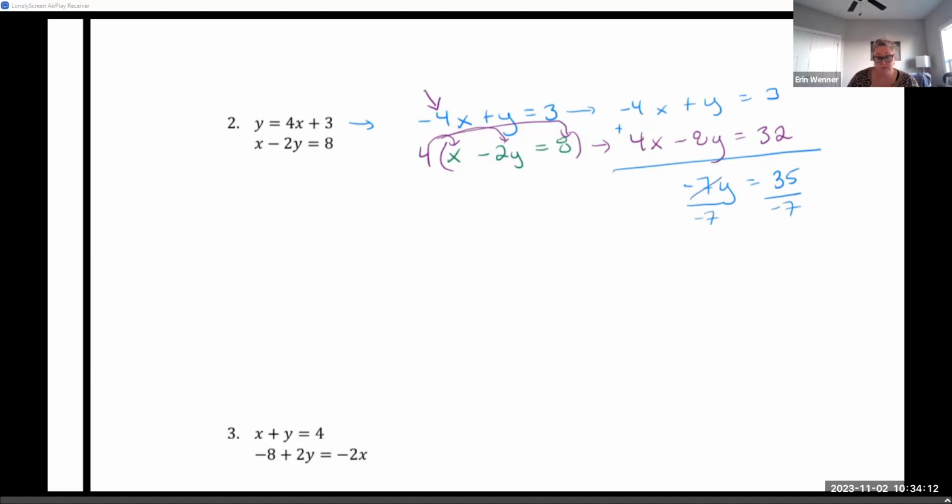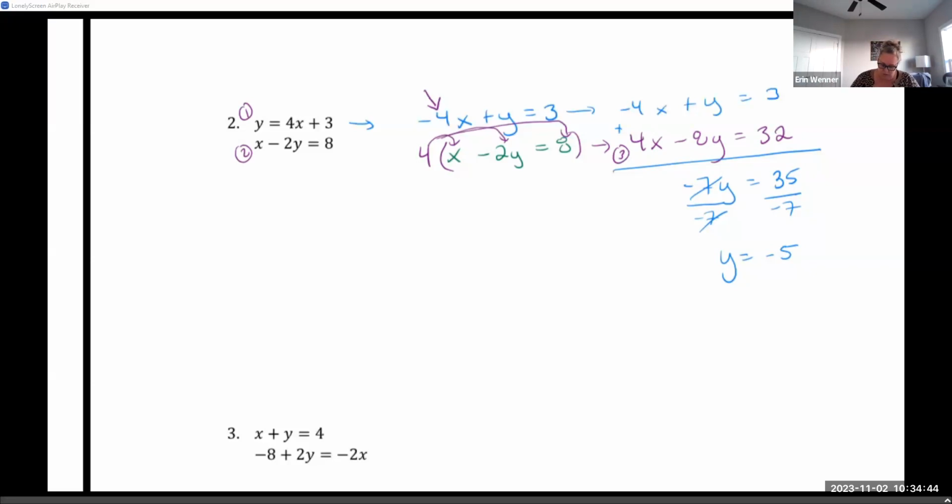And 35 divided by negative 7 is going to make negative 5. So now that I have my y variable, I can go back to any of the equations. When I say any of the equations, I've got equation 1, equation 2, or this new fancy equation 3 here, that I can plug that negative 5 in for any of those y's and solve for x. It does not matter, okay?